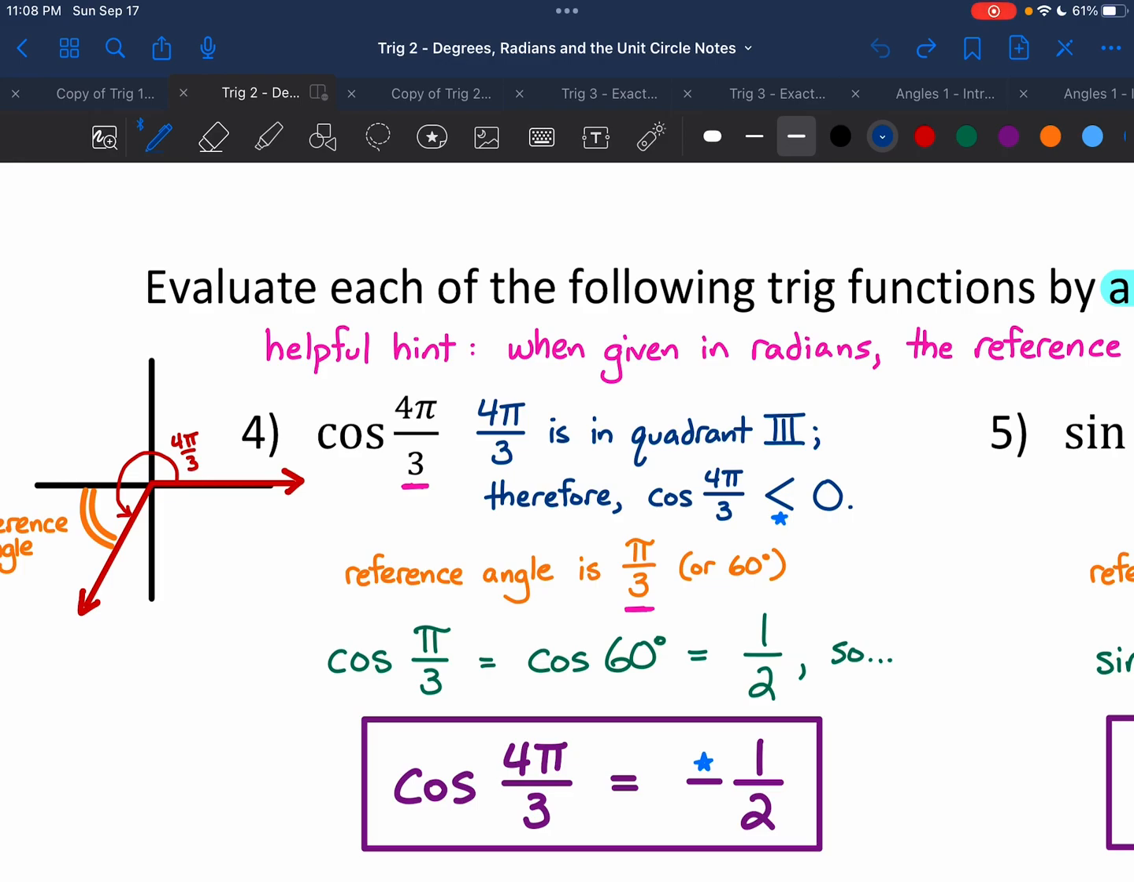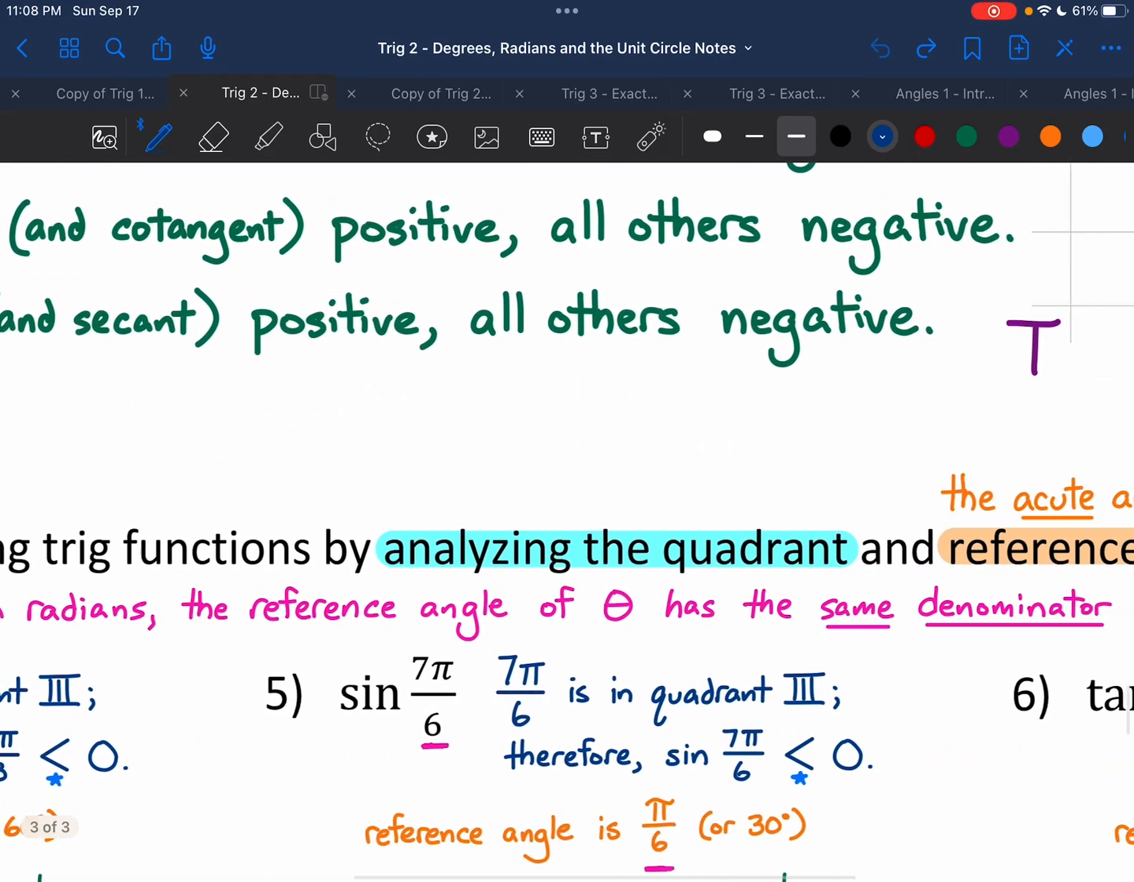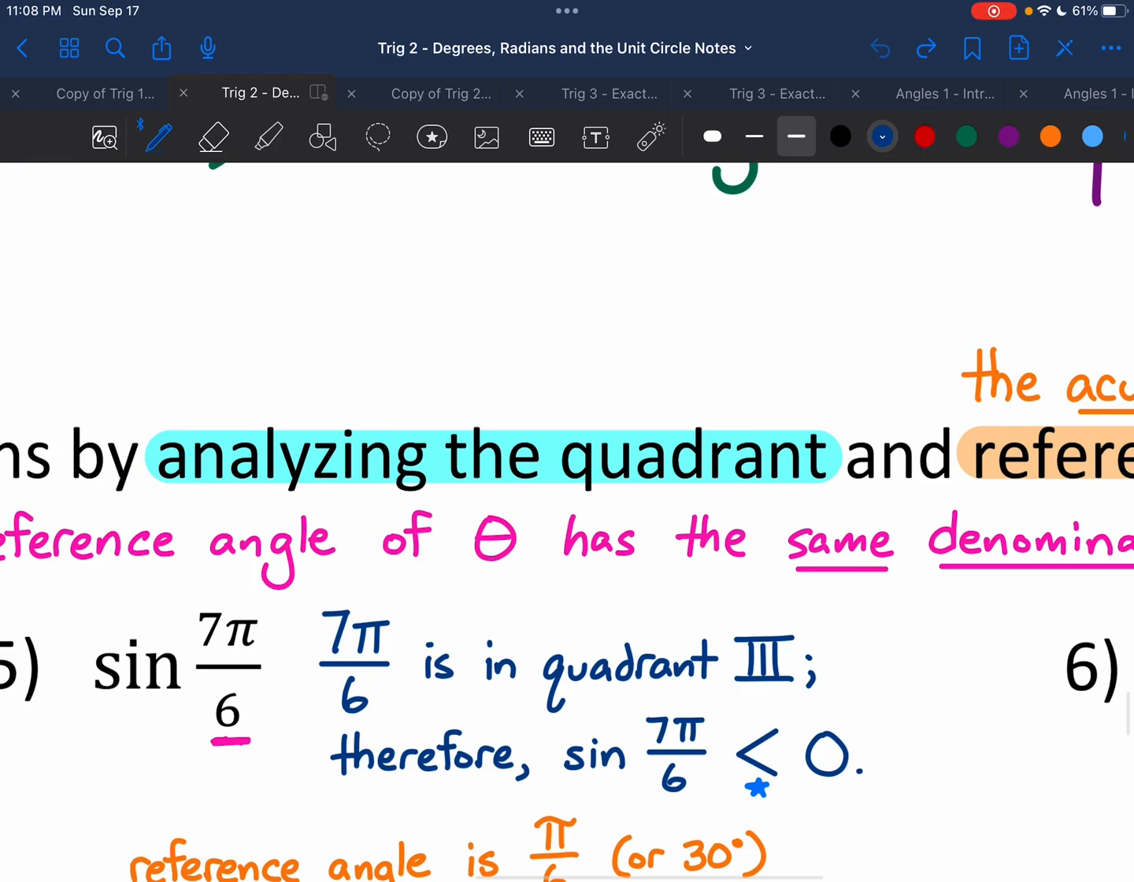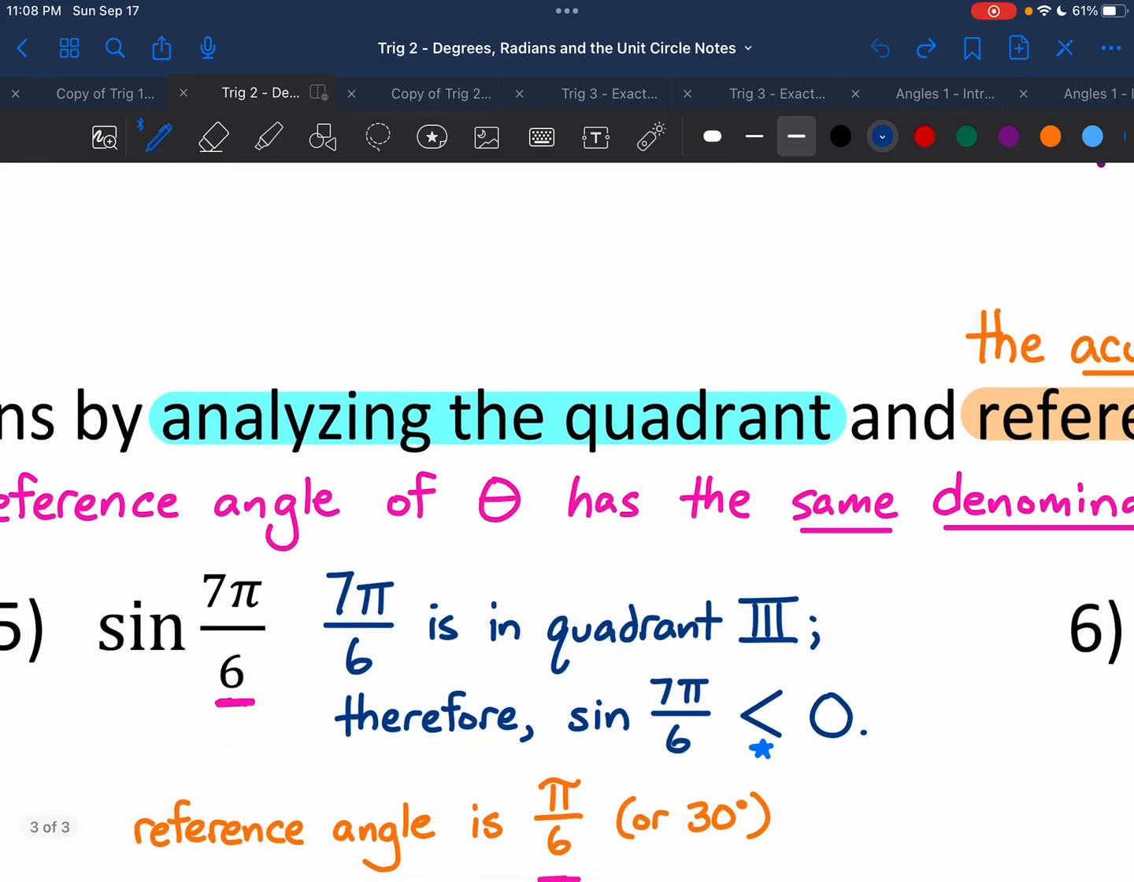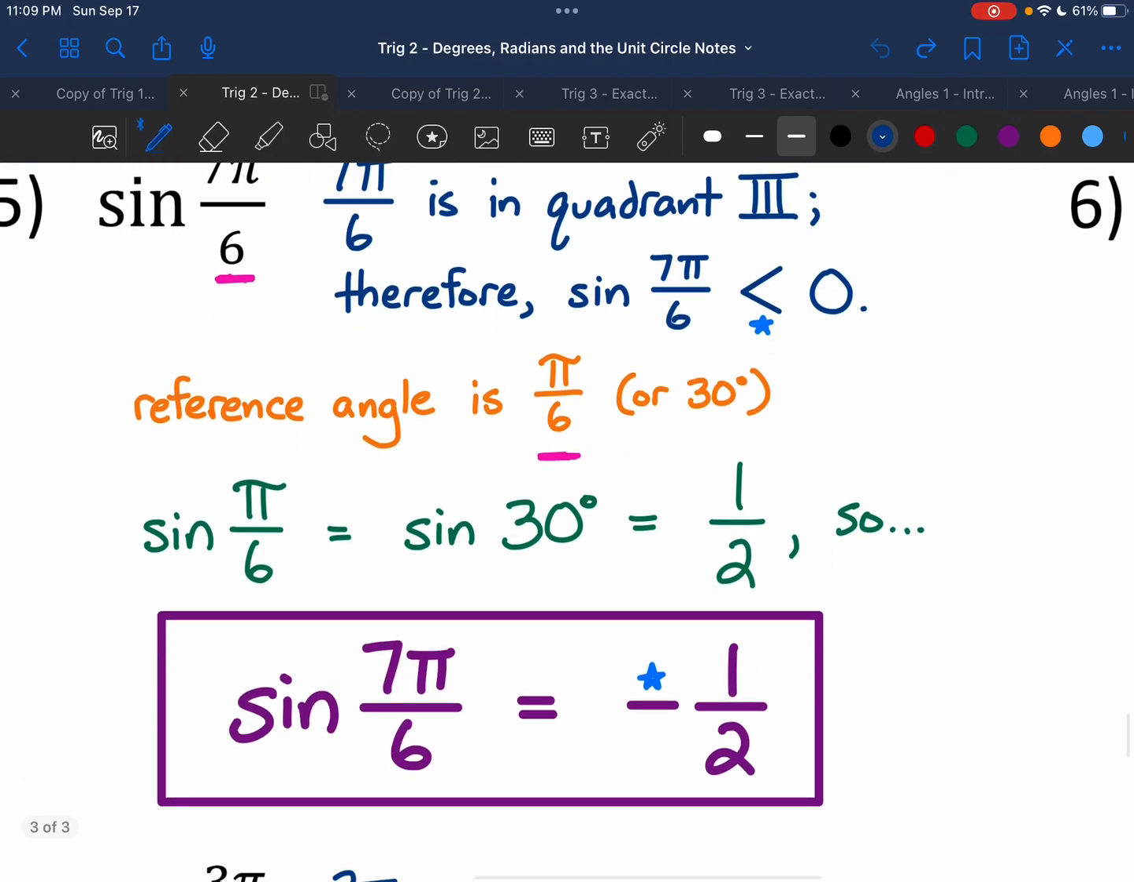And so this idea of evaluating by using the quadrant and the reference angle simply says, oh, okay, I've got a reference angle of pi over 6 because it's a 6 in the bottom. 7 over 6, though, that's a little bit bigger than 1 again. We're still in quadrant 3. Sine is negative there as well. Take my answer and make it negative.